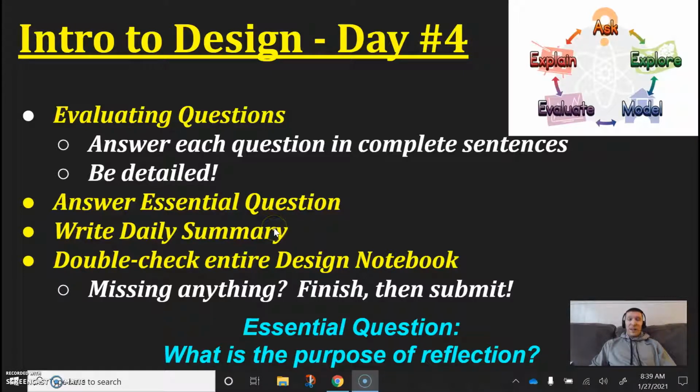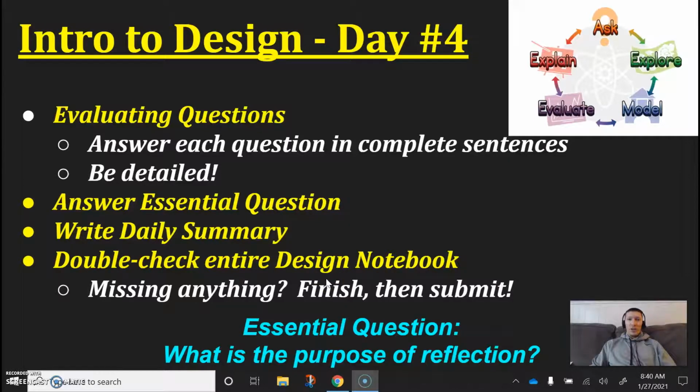But since this is the final day of your design notebook, double check that you have your entire design notebook filled in from days 1 through 4. Everything should be complete. So if you are missing anything, take time to finish that section before you submit it.